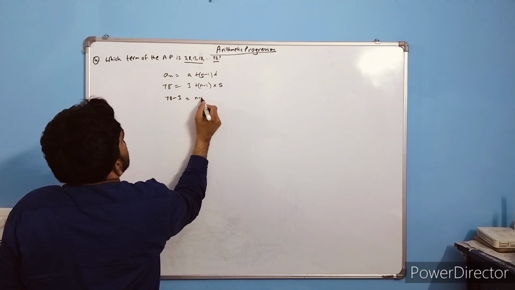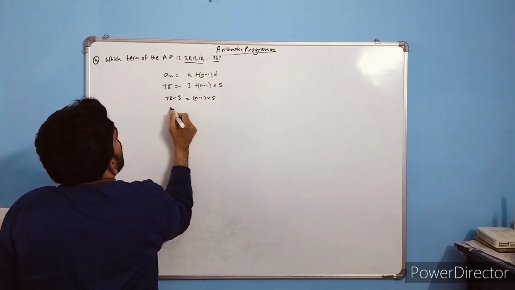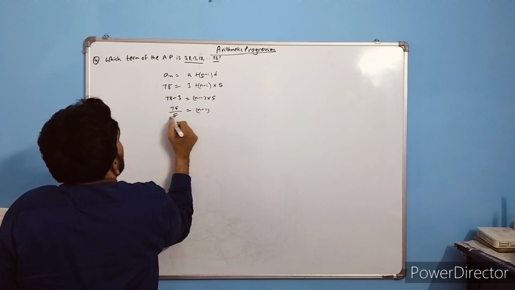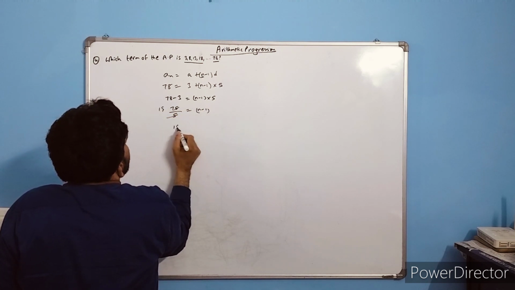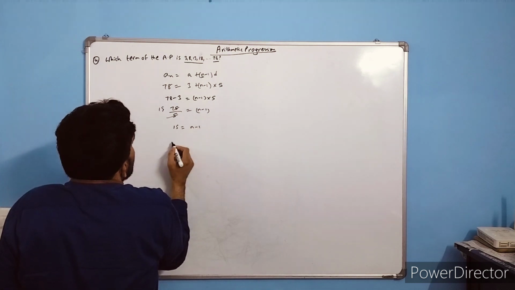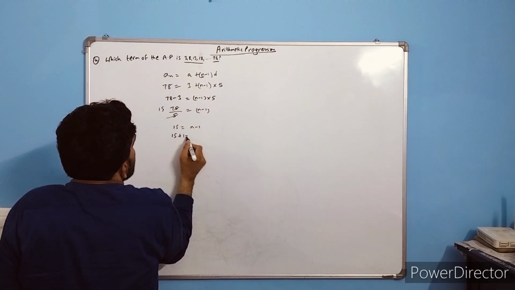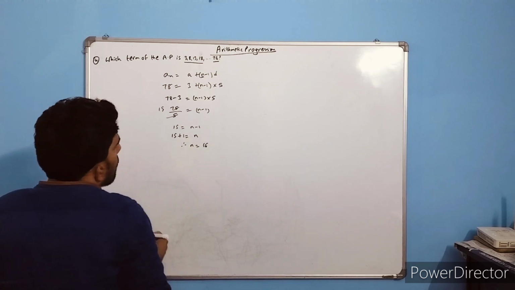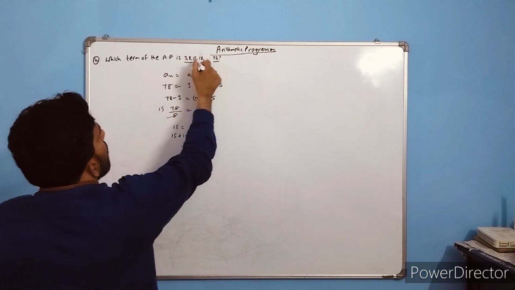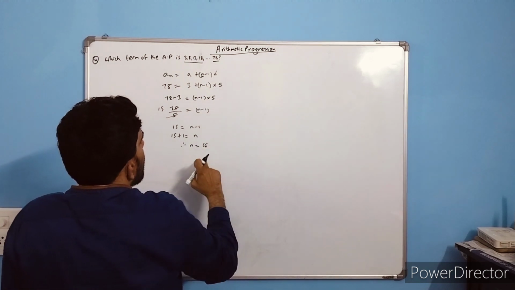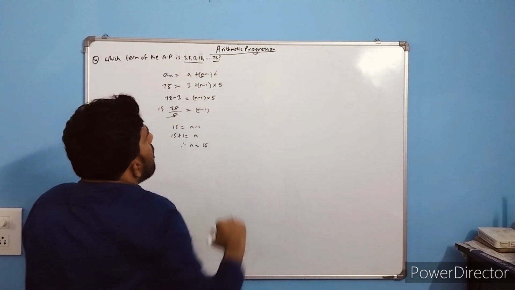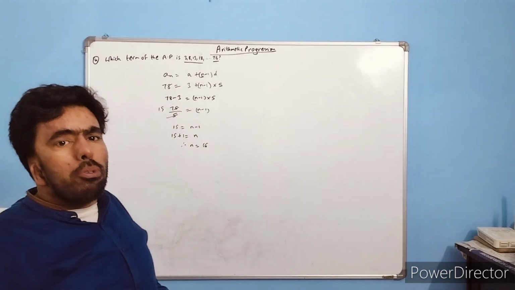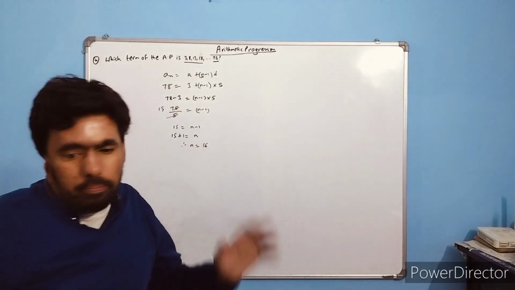So I got this into 5. So 75 upon 5 is equal to n minus 1. So I got 15, 15 is equal to n minus 1. 15 plus 1 is equal to n. So therefore n is 16. If we go on writing the sequence, we'll find the 16th term will be 78. So that is how we try to solve the numerical.